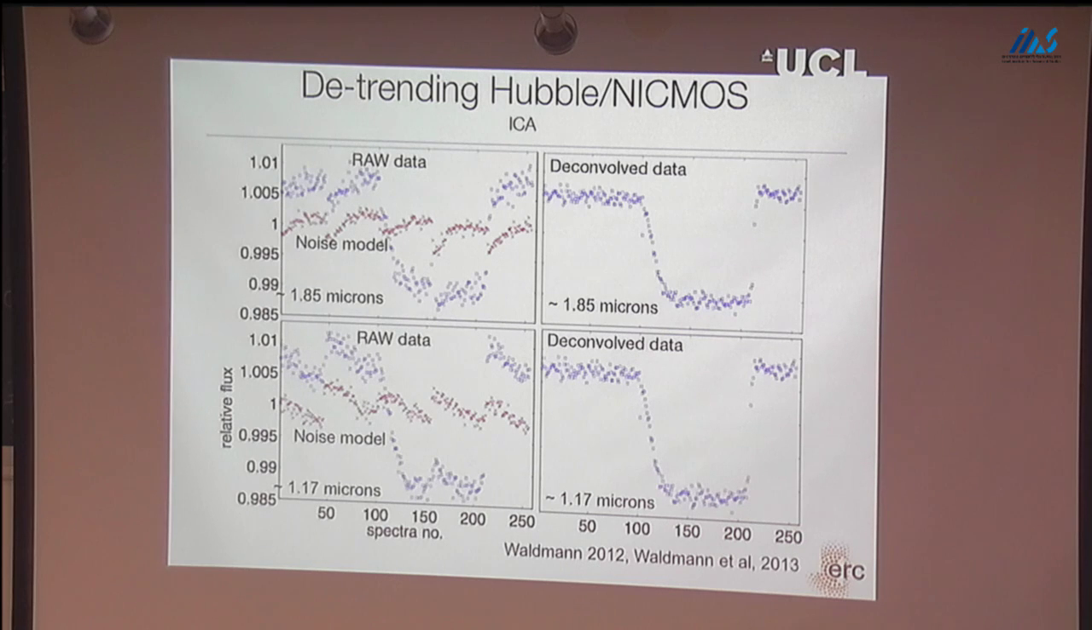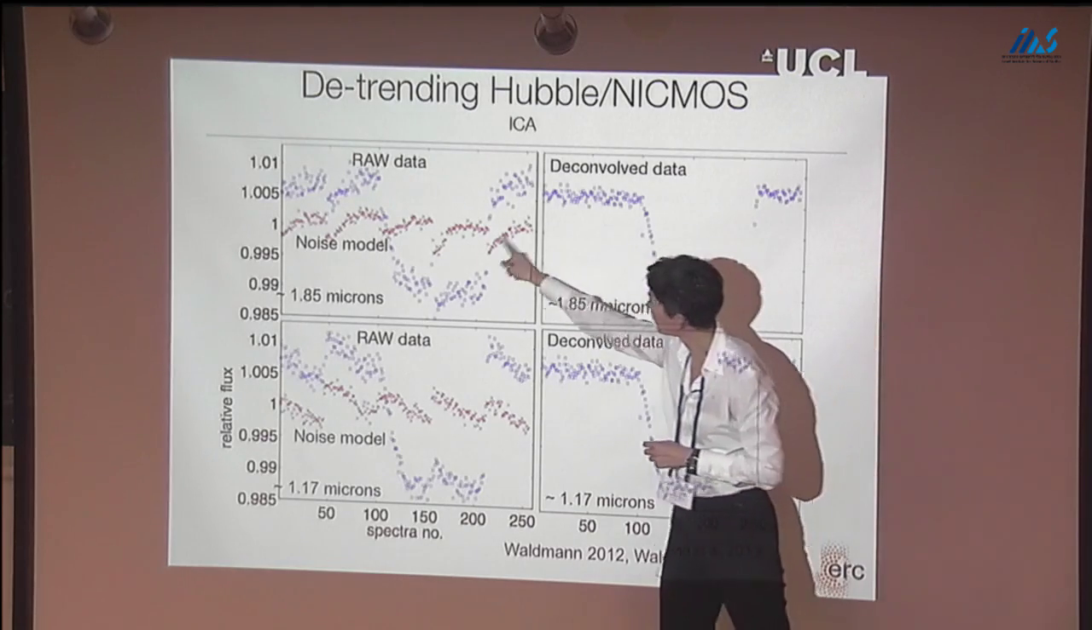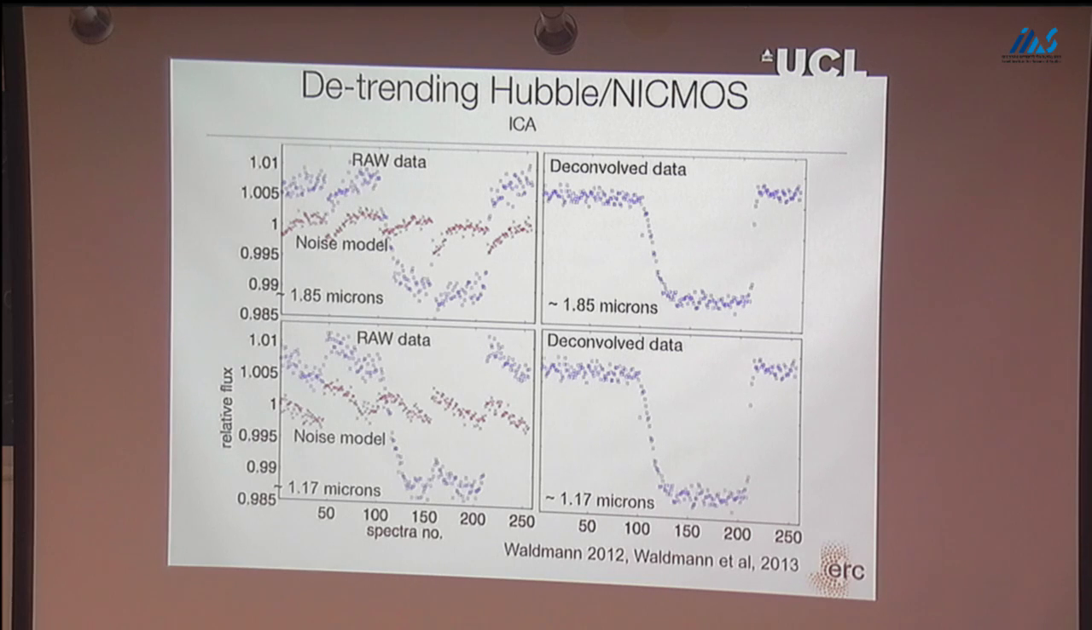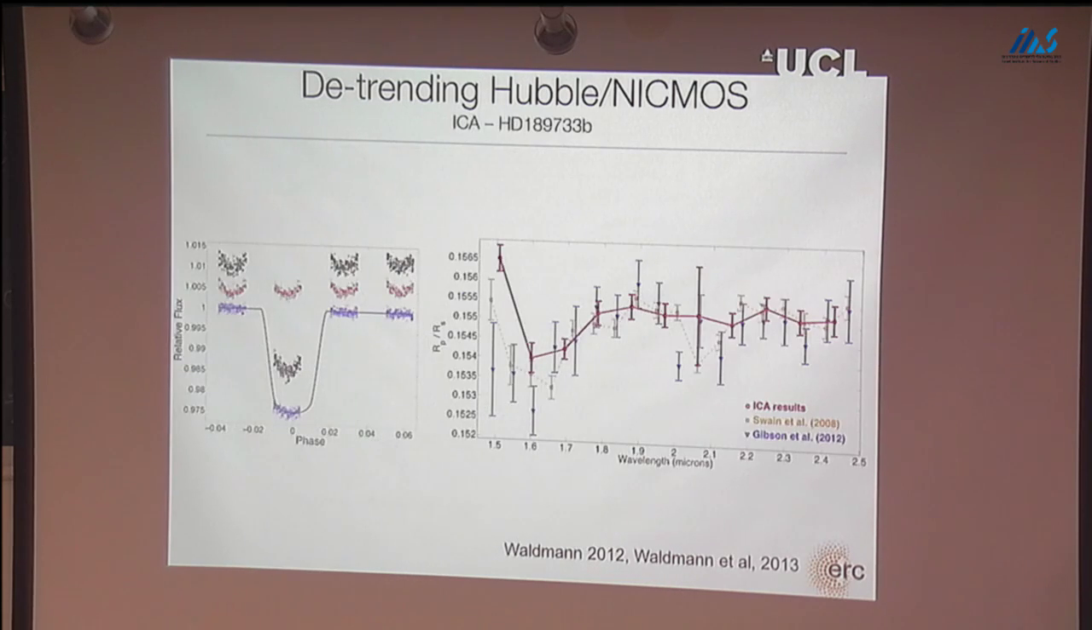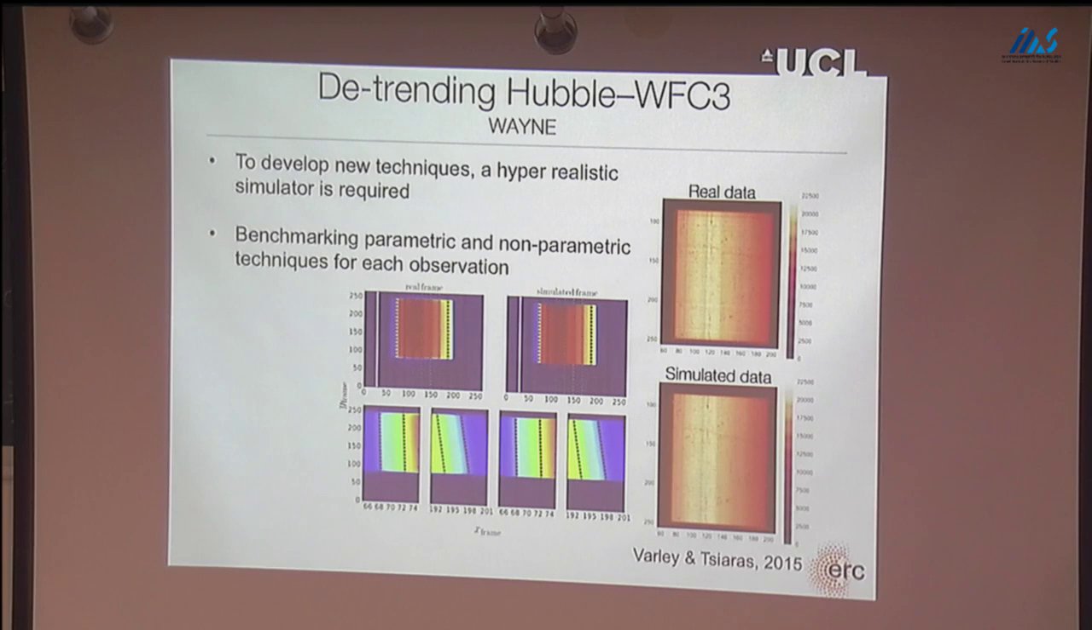ICA has also been used for instruments like NICMOS, and as you can see, you can detrend the signal well. This is the transit light curve recovered from the instrument systematic without necessarily injecting this information before. It has been used also for Spitzer IRS. In this particular case, you need to use it in combination with our technique, but again, it's very useful.